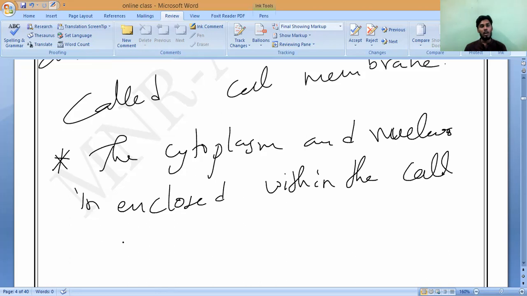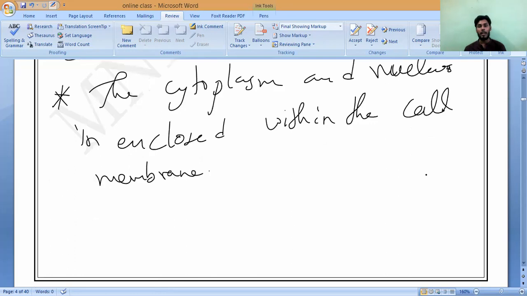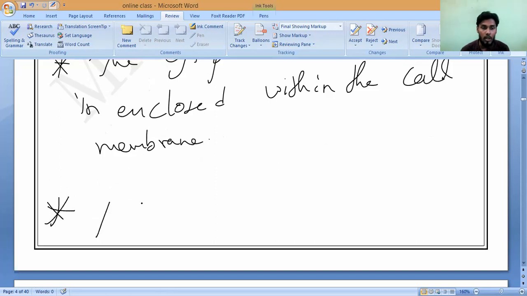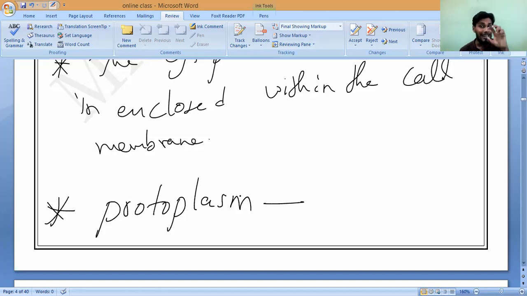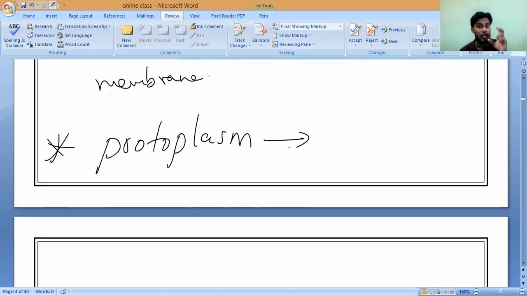Yes or no? So now, the living part which is enclosed by this cell membrane, present inside the cell, is what we call protoplasm. Please remember, very, very important. But I don't know why you are not studying. Protoplasm means the living part of the cell. The living part is called protoplasm.